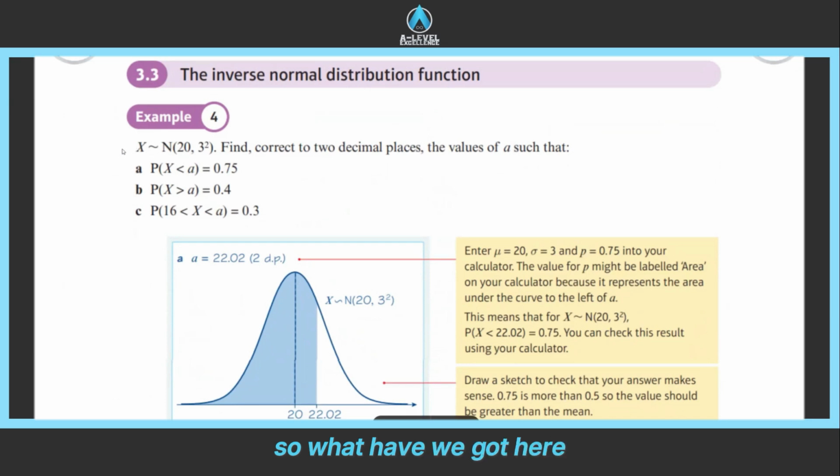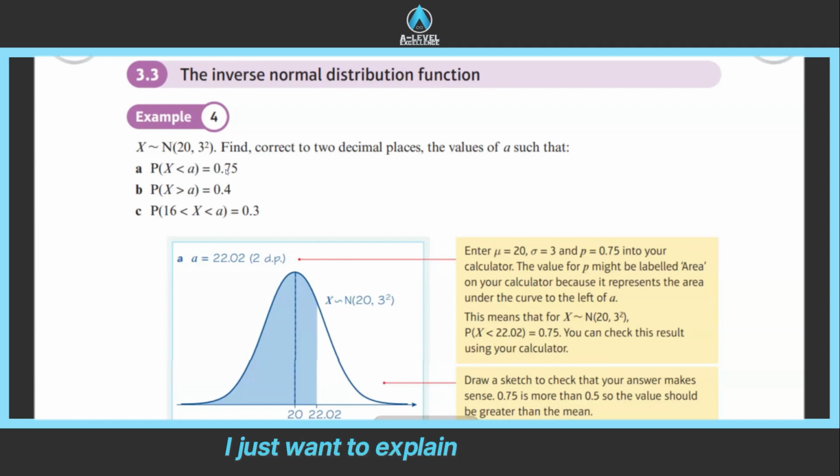So what have we got here? We've got a variable x modeled by, so that's how you can read this. X is a variable. The squiggle means modeled by, and then this is a normal distribution with a mean of 20 and a standard deviation of 3 or a variance of 3 squared. Okay. Find correct to 2 decimal places the value of a such that, and then we've got this.